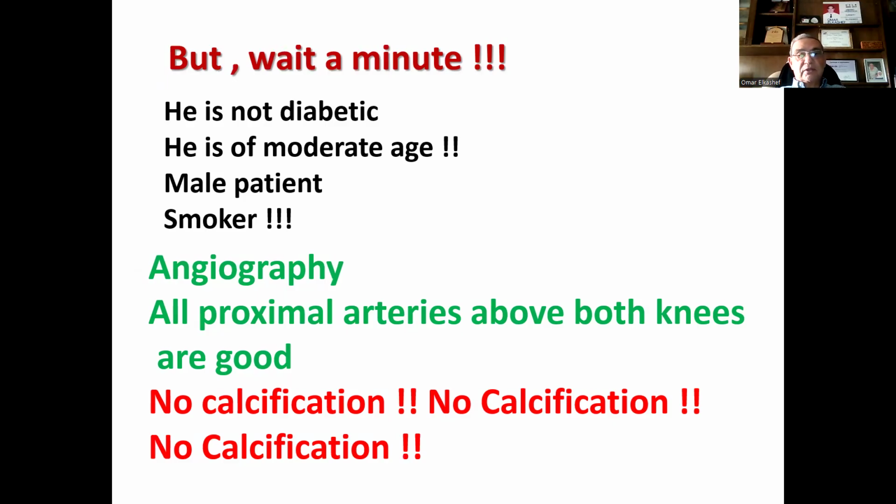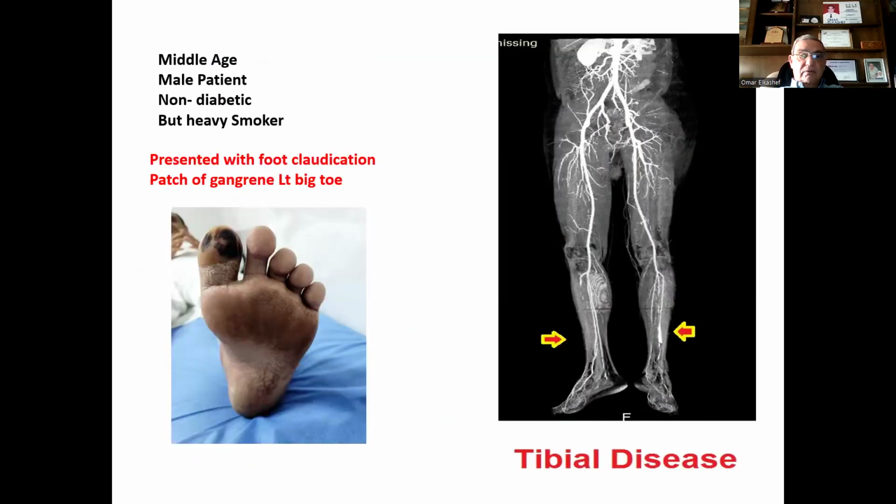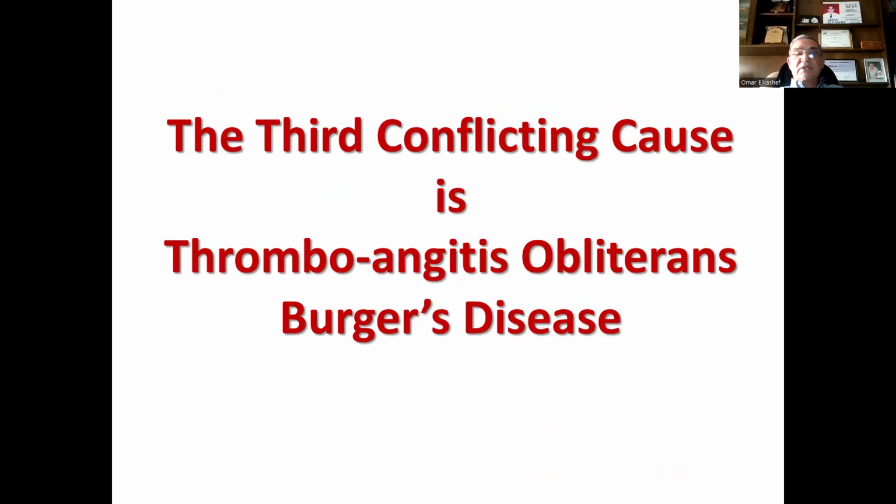Again, no calcification. So the patient is not diabetic, of moderate age, a male patient, a smoker. And the angiography revealed that all proximal arteries above both knees are good and have no calcification. So this patient with tibial disease, what is the most correct diagnosis? This is the third conflicting cause: thromboangiitis obliterans, or Buerger disease.